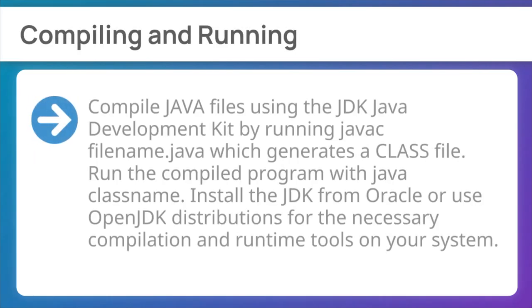Finally, compiling and running. Compile Java files using the JDK, Java Development Kit, by running javac filename.java, which generates a class file. Run the compiled program with java classname. Install the JDK from Oracle, or use OpenJDK distributions for the necessary compilation and runtime tools on your system.